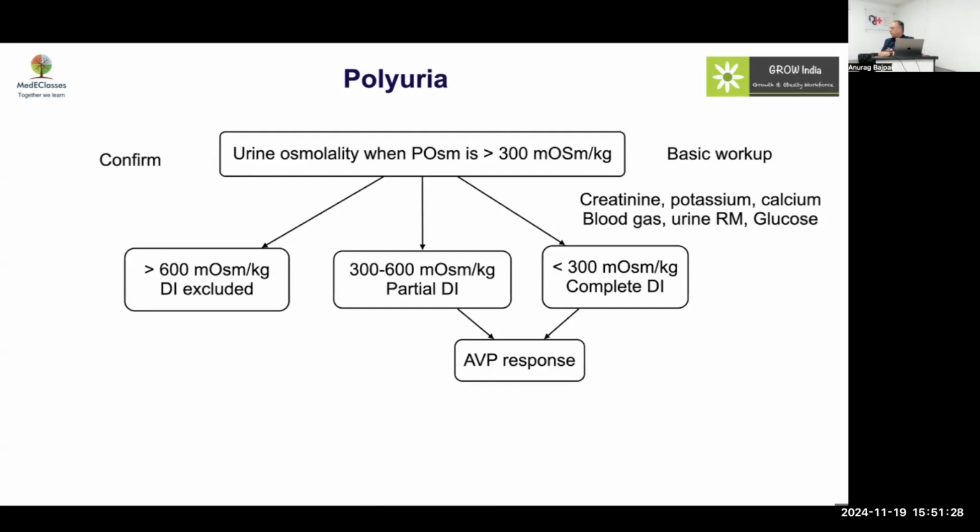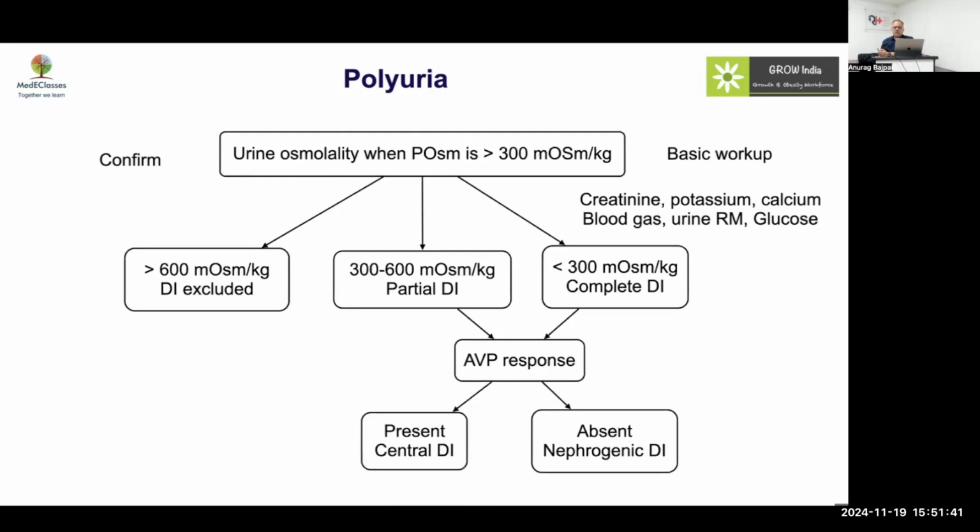I would always prefer the subcutaneous because I have seen problems with giving AVP, because a single dose may also cause problems in terms of long-term response. So a single injection of AVP will give you the response. If the response is present, which we define as a rise in osmolality by more than 50% over baseline, that is suggestive of central DI.